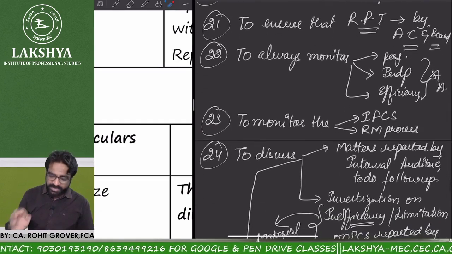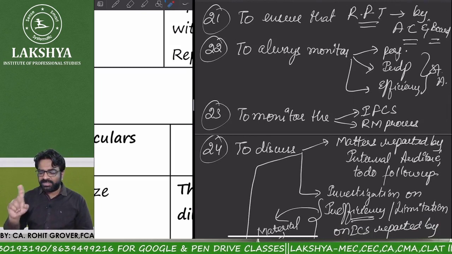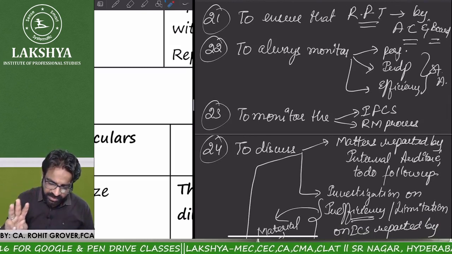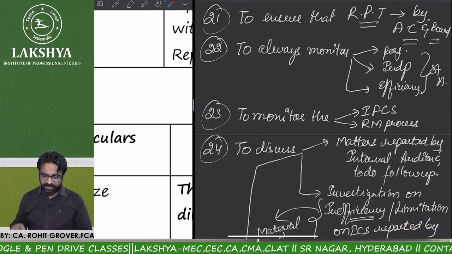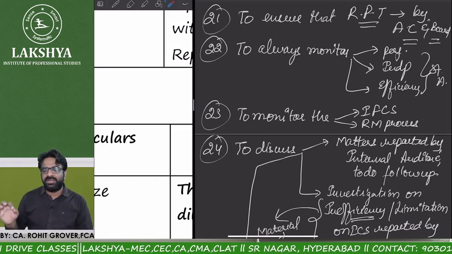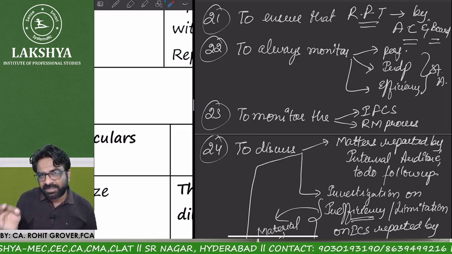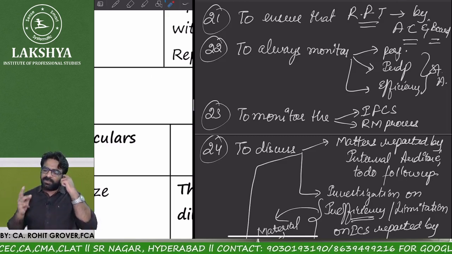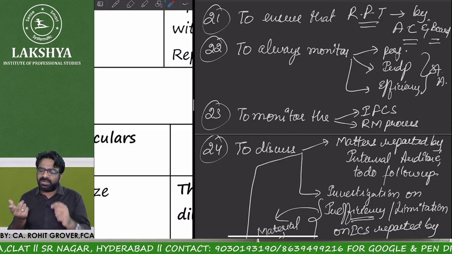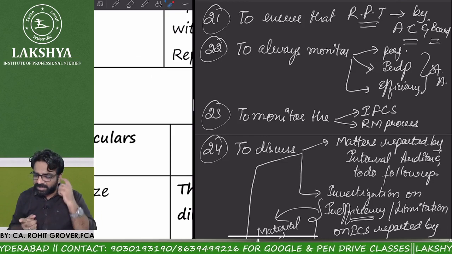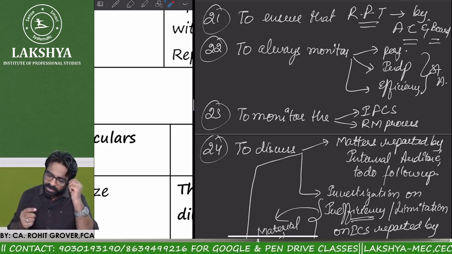Next one, to always monitor the performance, independence, effectiveness and efficiency of the external auditor, the statutory auditor, during the course of an audit. Then to also check whether the internal financial control systems and risk management processes are effectively placed or not. To discuss the 3 points relating to the internal auditor. If the internal auditor is discussing any matters, the audit committee should also discuss the matters with the internal auditor and should do the proper follow-up.